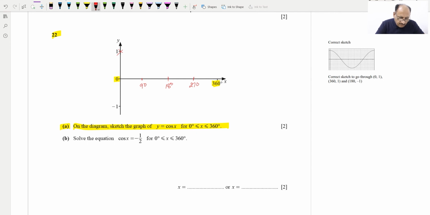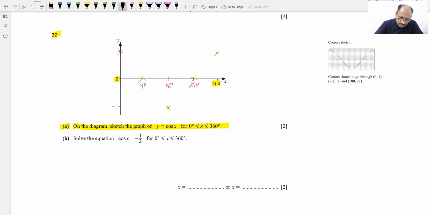So now for 90 degree, cos will be 0. For 180 degree, cos will be -1. So we can take -1 roughly over here, like this point will be -1. Again 270 will be 0, and 360 will be again 1. So for 360 we can take like this point will be 1 again. So this is how we will be sketching the graph.